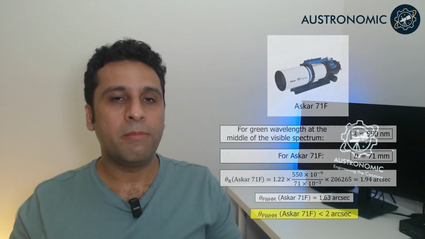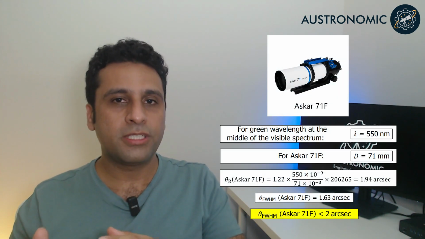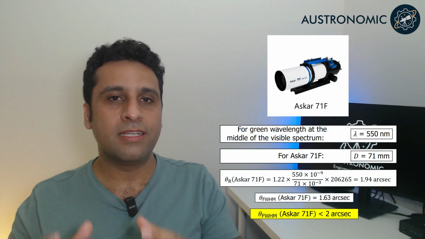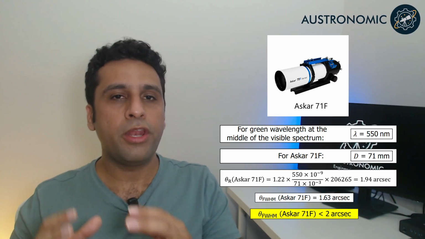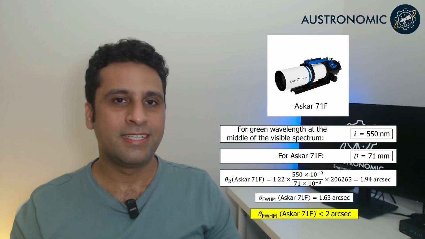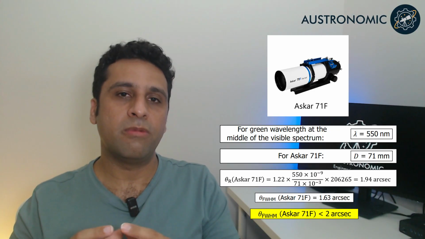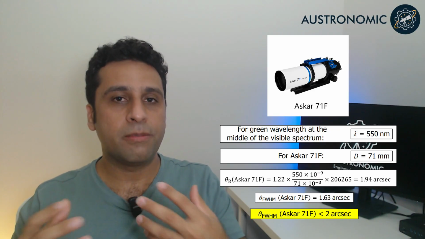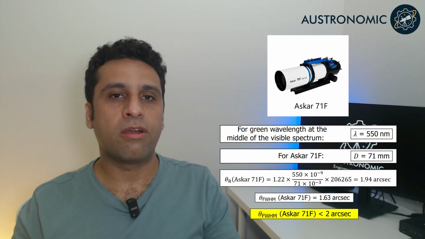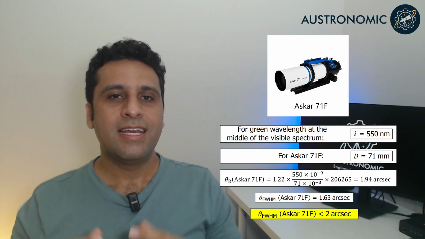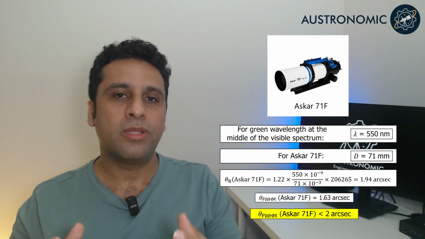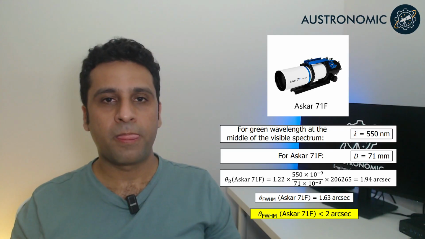Take the ASCO 71F with an aperture of 71 mm. Substituting into the resolution relation gives a Rayleigh limit of 1.94 arcseconds. The corresponding diffraction limited FWHM of the stellar image is approximately 1.6 arcseconds. This value must then be compared against the atmosphere.